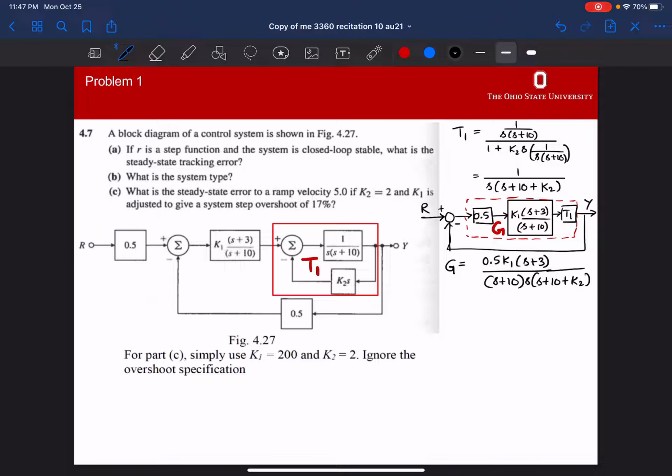Alright, so this is the first problem that we are looking at today. In this case, we have been given a system and the block diagram, and then they're asking us a couple of questions about the steady state error, the system type, and the error. We need to find that out for two different inputs, a step function or a ramp input.